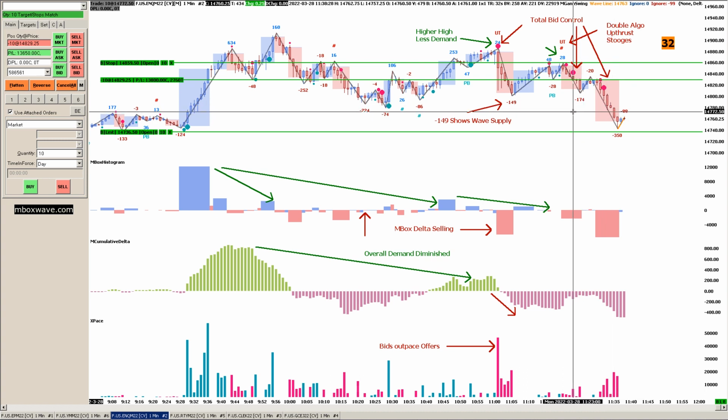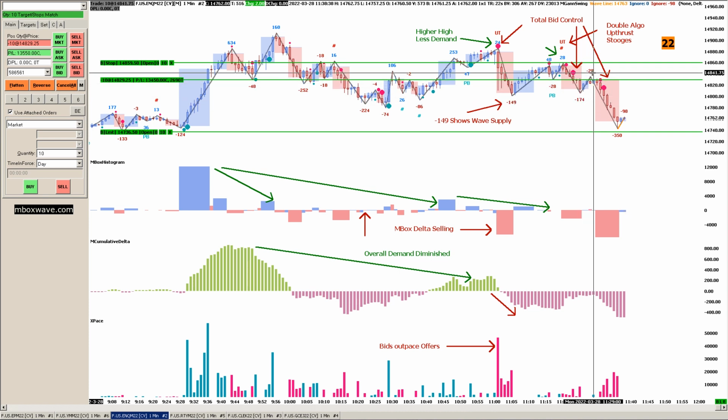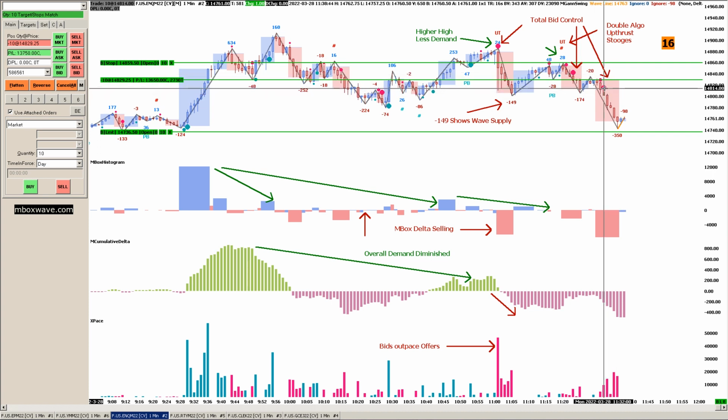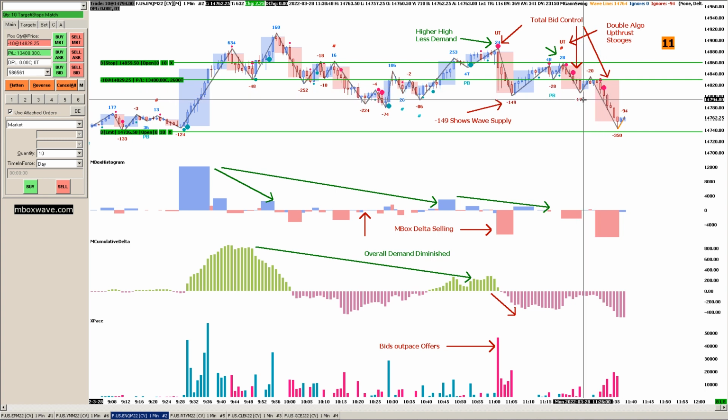Someone can say, well, isn't this effort, no result? Well, for it to be effort, no result, you have to see what actually happens. You have to look at the follow through, right? So the follow through is you got a sell imbalance here, minus 20, which doesn't look bullish at all. And price continues down, and you've got another total control dot here. So this is wave supply and can be seen as distribution.